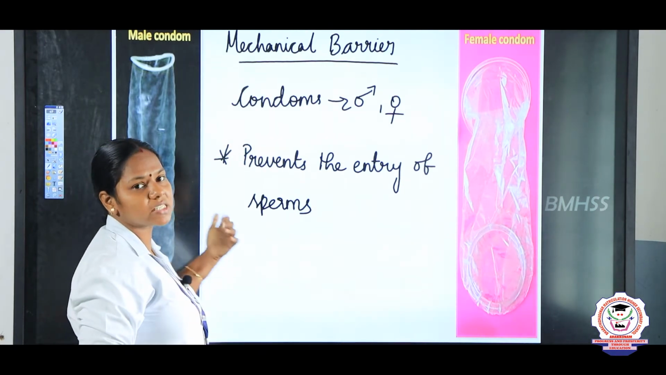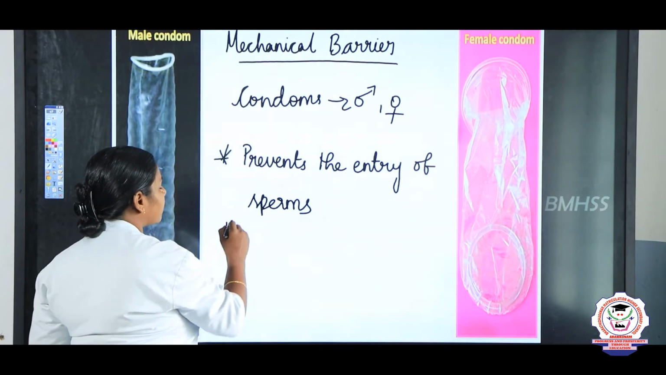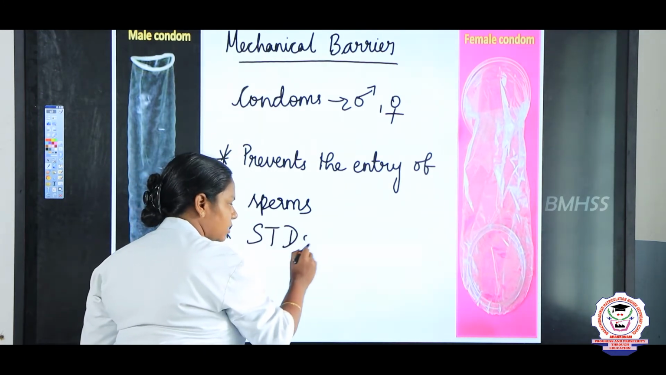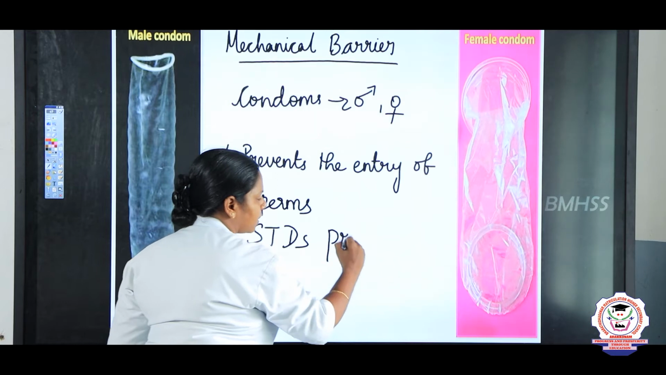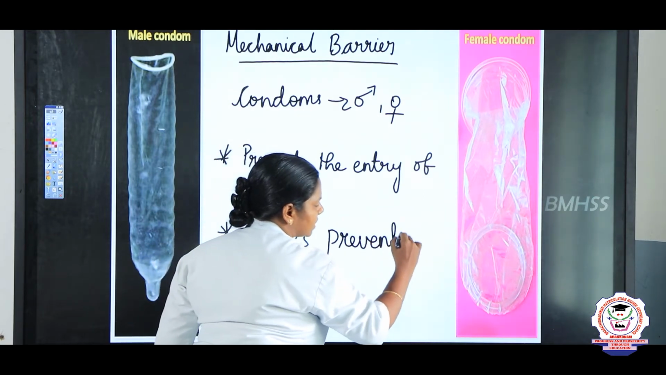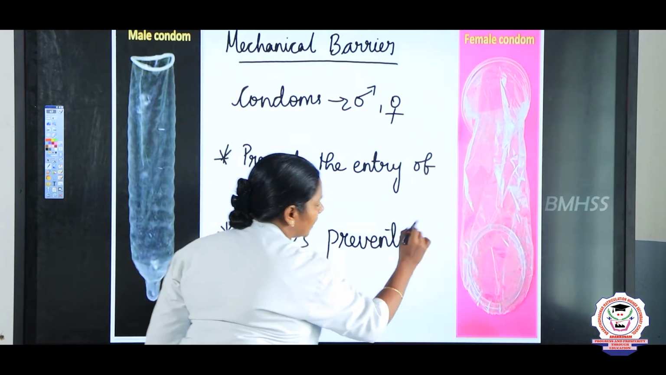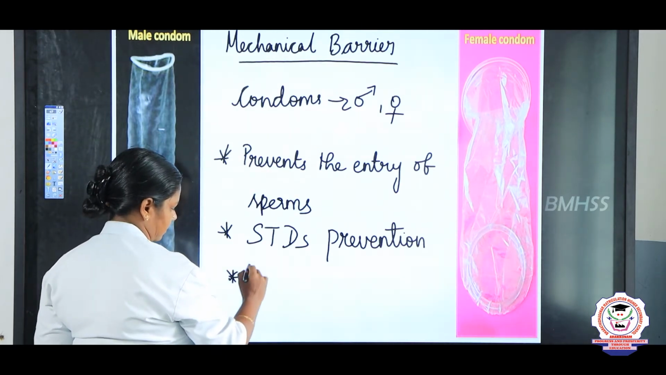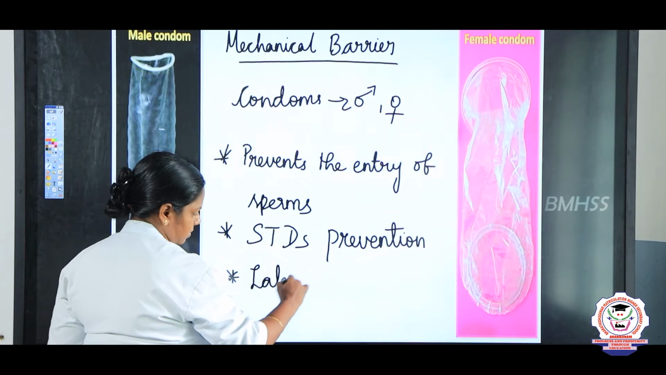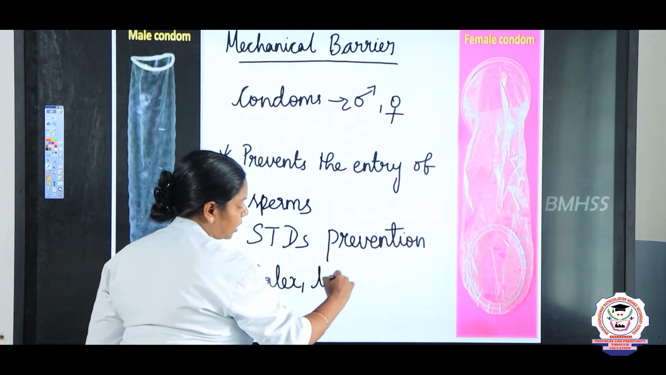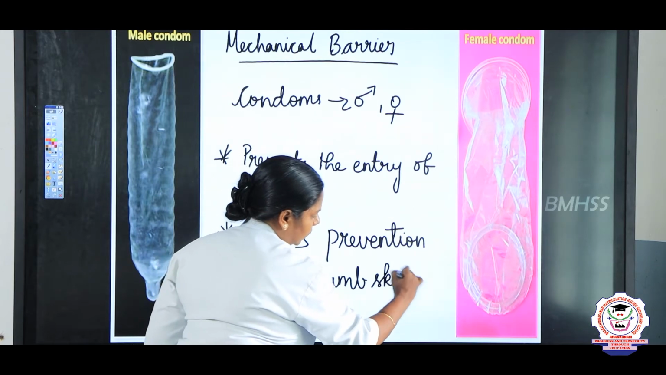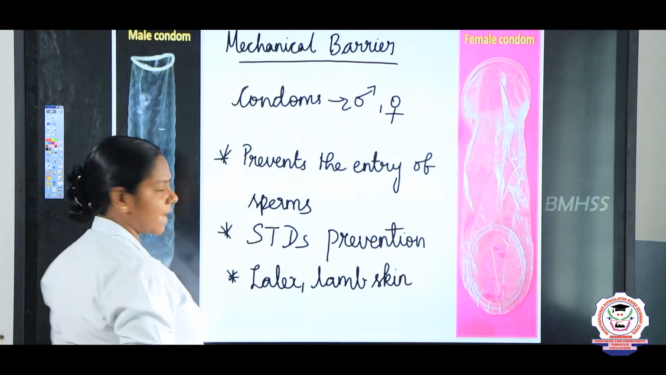One more advantage of using condoms is that they prevent sexually transmitted diseases. STD prevention is an important advantage, and condoms are mostly made of latex or from lamb skin. So it is a mechanical barrier.